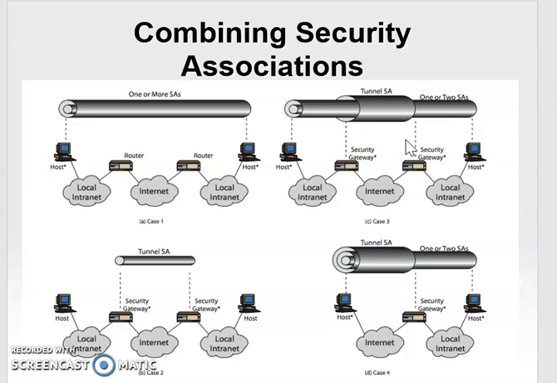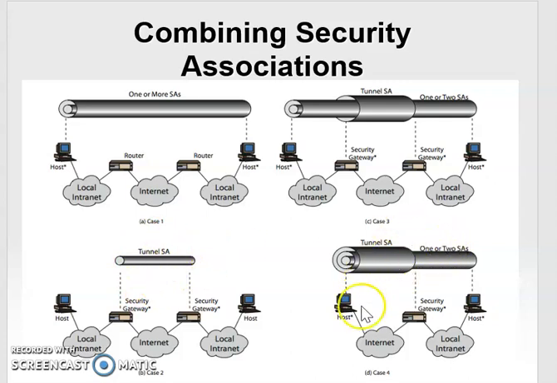Now case 3 is built on case 2, adding end-to-end security. The gateway-to-gateway tunnel provides either authentication or confidentiality or both for all the traffic in tunnel mode. So the gateway-to-gateway tunnel uses ESP, or it can provide authentication also.